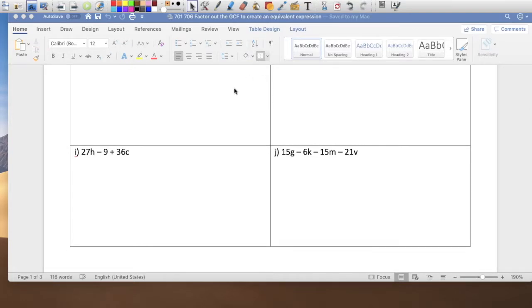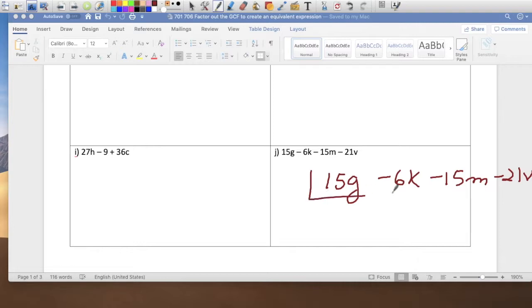This one has 4 terms. Not a big deal. Same thing. And again, because there's 4 terms, I'm going to go as high as possible, because that will lead me to less work. 2, no. 3, yes. 3 will work here, will work here, will work in the 15. So 3 seems like a good number.